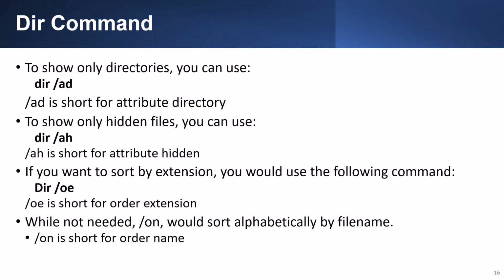To show only directories, you can use dir /ad. /ad is short for Attribute Directory. To show only hidden files, you can use dir /ah. /ah is short for Attribute Hidden. If you want to sort by extension, you would use the following command: dir /oe. /oe is short for Order Extension. While not needed, /on will sort alphabetically by file name. /on is short for Order Name.